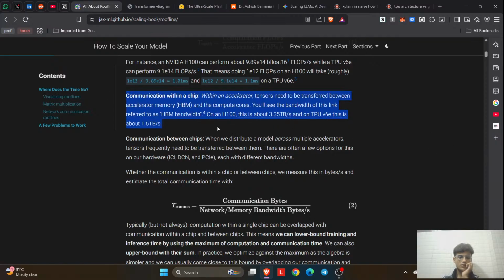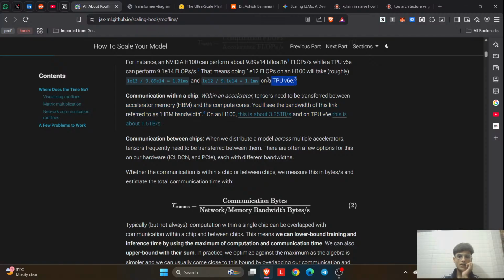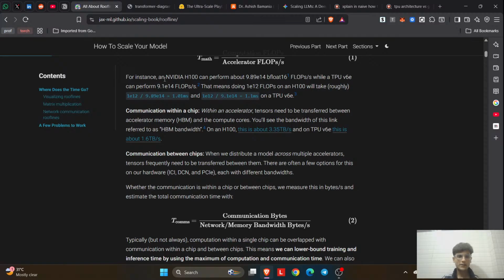So it is the communication part. This was the compute part. So the compute part, the GPU, or specifically NVIDIA H100, computes this many flops in this much time, 1.01 milliseconds, and the same TPU v6e does in 1.1 milliseconds, which is more.